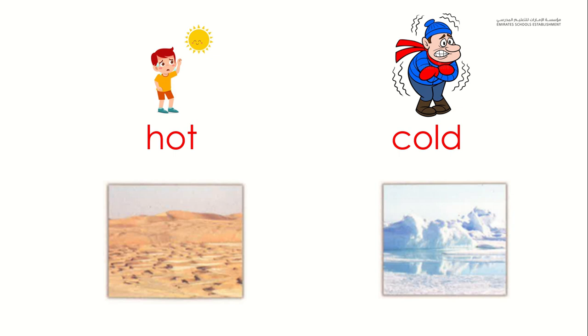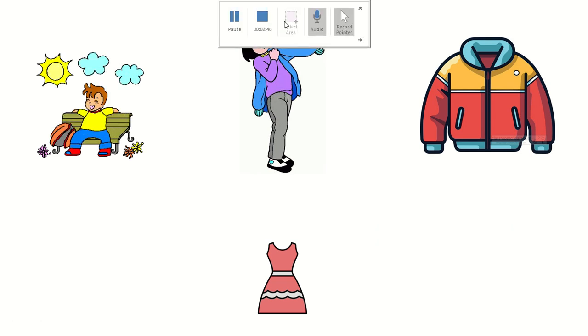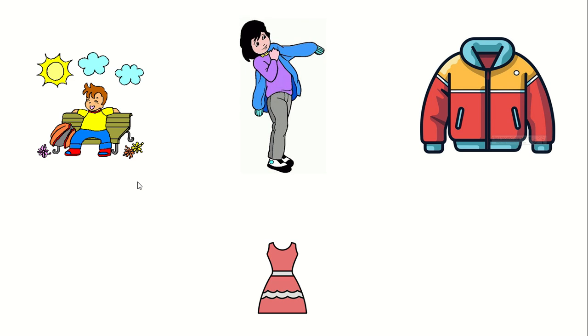Okay, now we have the words hot and cold. We know that the desert habitat is very hot, and the Arctic habitat is very cold. So hot, cold. If the weather is not too hot or too cold, we can call it warm.